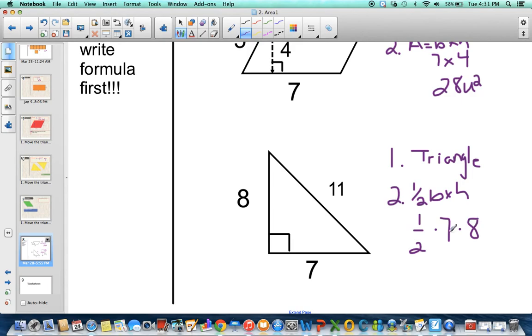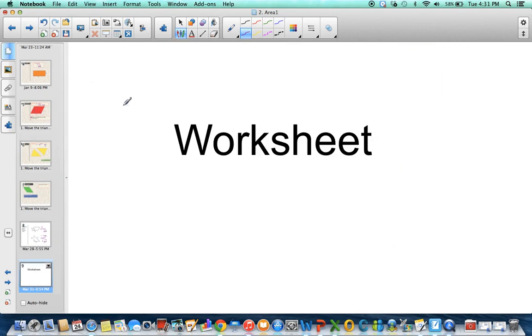I could plug it in a calculator as 7 times 8 and then divide by 2, or I can multiply in any order. So 1/2 of 8 is 4, and 4 times 7, again, is 28 units squared. You now have your worksheet to continue with.